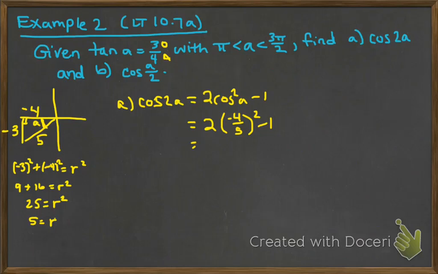So then when I evaluate that, I just type that into my calculator, and when I do that, I get 7/25. And there is my answer. So the cosine of 2a comes out to 7/25. So now let's look at part B. Part B is the cosine of a over 2.